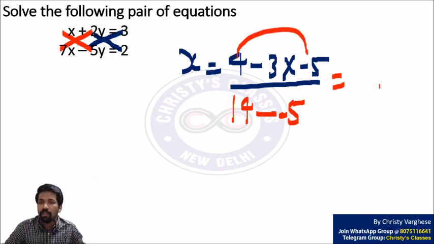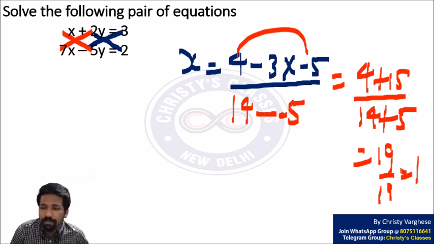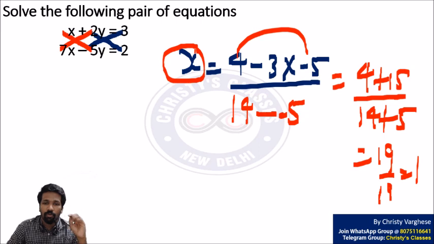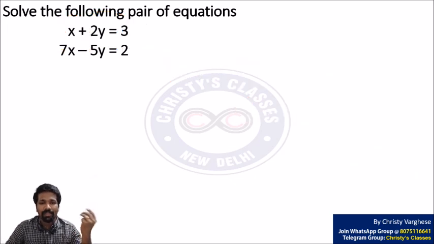4 minus 3 into minus 5 is what? 4 plus 15, divided by 14 plus 5. That is 19 by 19, the same one you will get. The good thing about this method is that you have to do only one single step to find the value of x. You don't have to simplify the equations or anything. Directly you will get the value of x. And once you get the value of x, you can substitute it into any of the equations to get the value of y also. So that is called Cramer's rule, a shortcut method for solving equations.